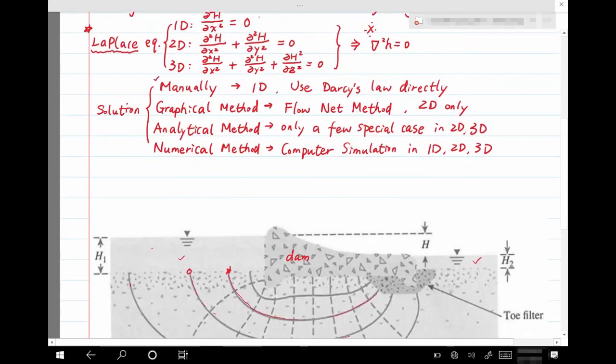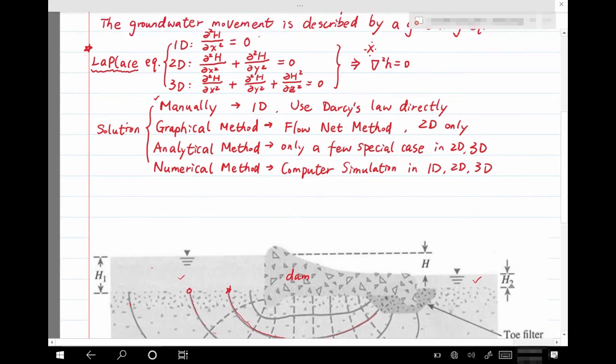Today, we will be doing the graphical method. We will show how to use a flow net to calculate the Q today. And the next, I will show you guys how to draw a flow net. After we talk about the flow net methods and graphical methods, we will also have 2 lectures, one for analytical method, one for numerical method. Let's first talk about the graphical method. That's the flow net method.